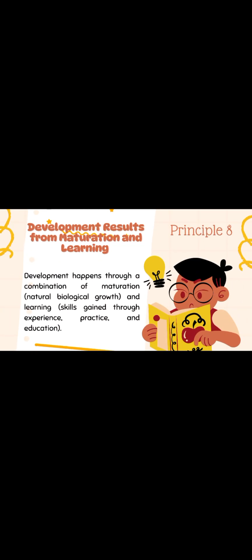Principle 8. Development results from maturation and learning. So, development happens through a combination of maturation, that is natural biological growth, and learning, that is skills gained through experience, practice, and education. For example, a baby learns to walk when their muscles are mature enough, then improves by practicing. Principle 9. Development is multidimensional.